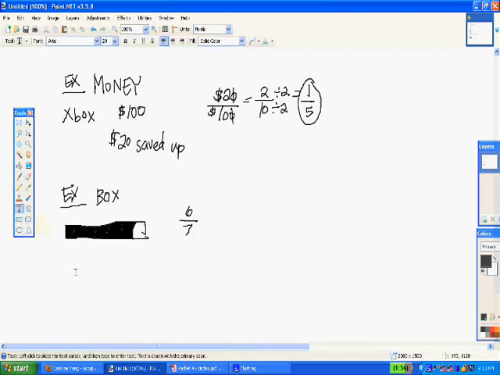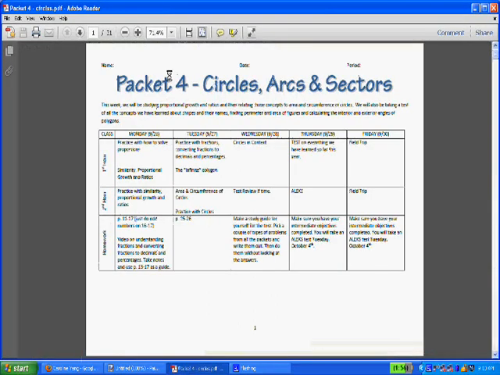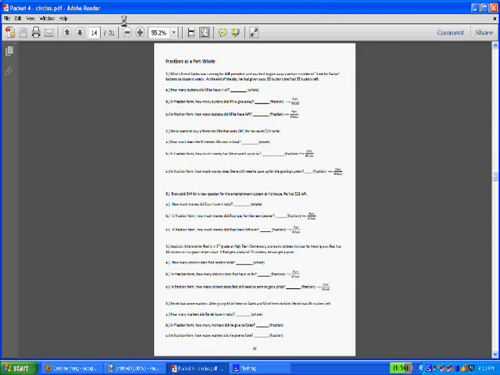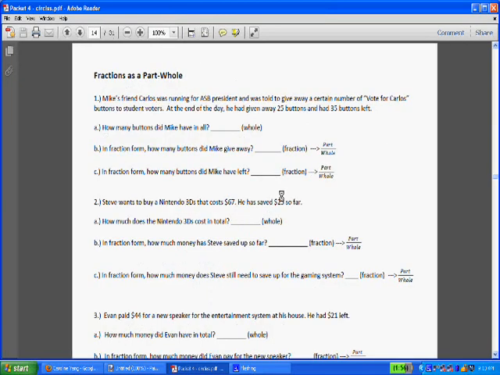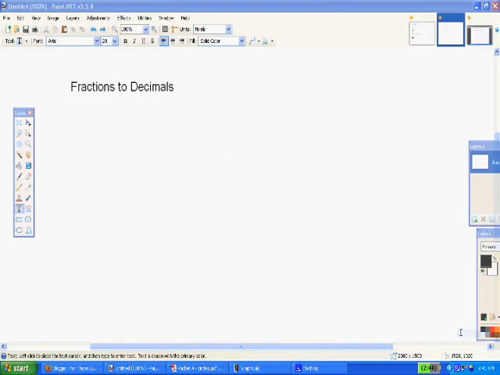Alright, so what I'd like you to do right now is go to page 14 and 15 in your packet and do those problems. And they look like this. There's just these different problems that help you practice.